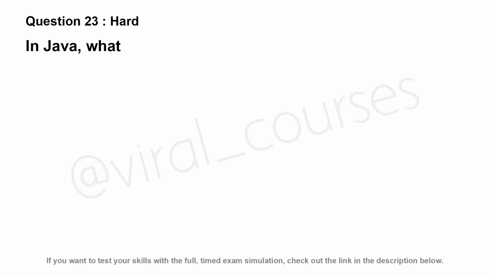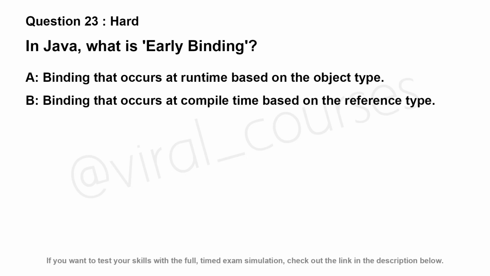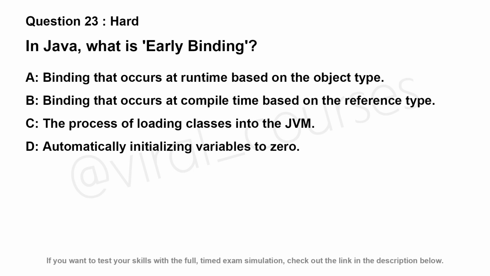In Java, what is early binding? Option A. Binding that occurs at runtime based on the object type. Option B. Binding that occurs at compile time based on the reference type. Option C. The process of loading classes into the JVM. Option D. Automatically initializing variables to 0.